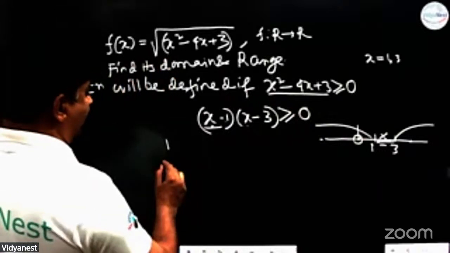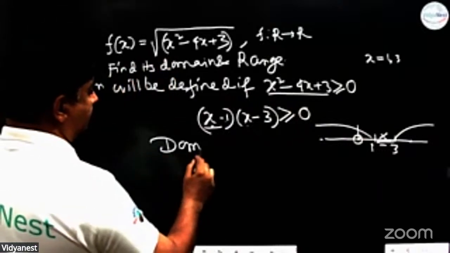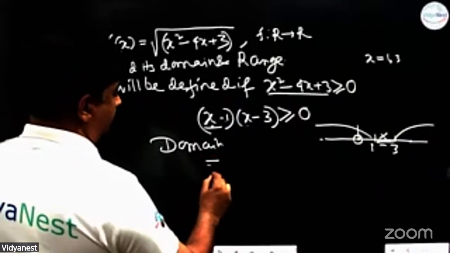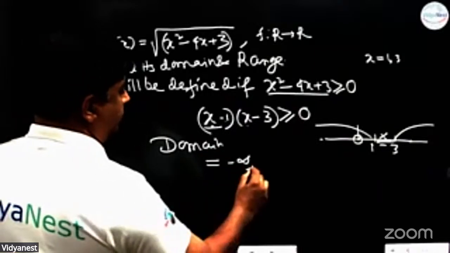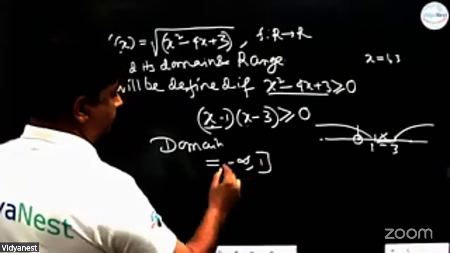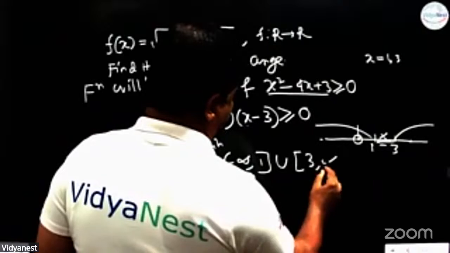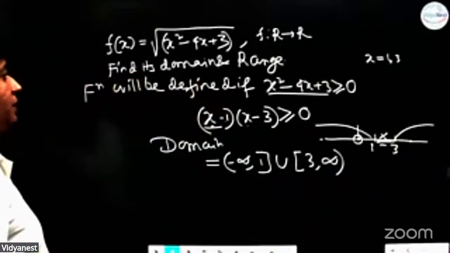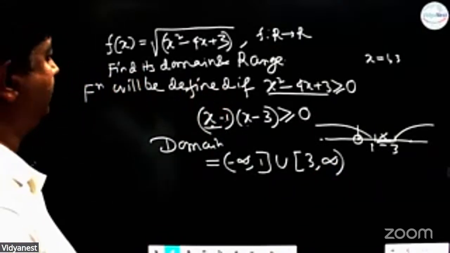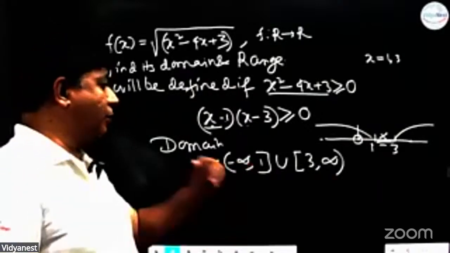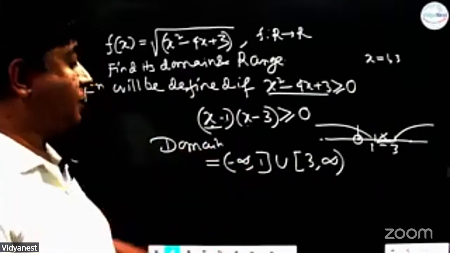So what is the domain? Minus infinity to 1 and 3 to infinity, both closed at the ends. This is the domain. Okay, sir.